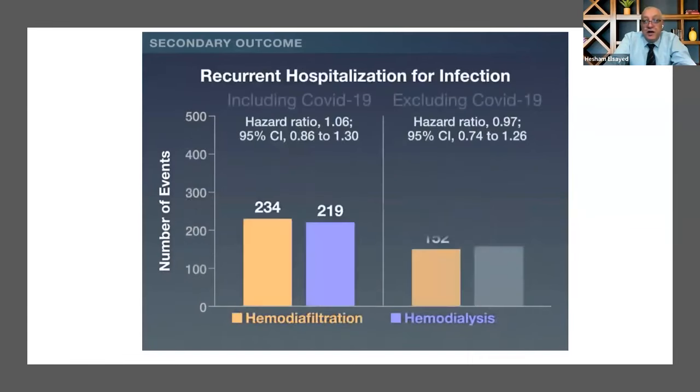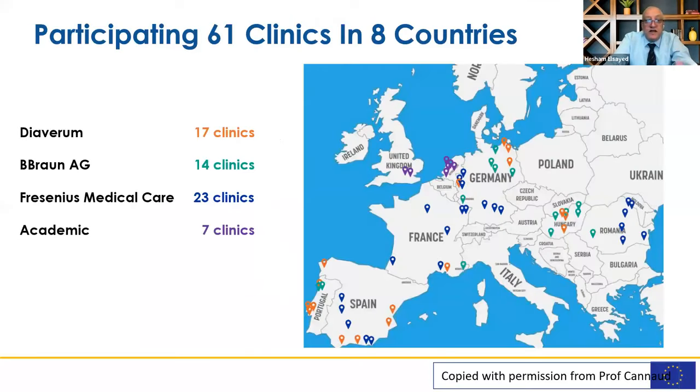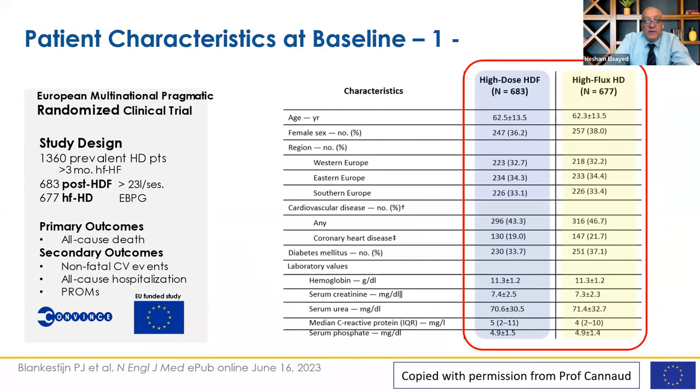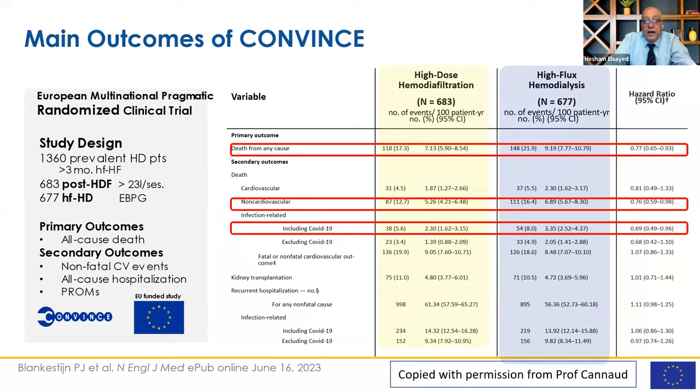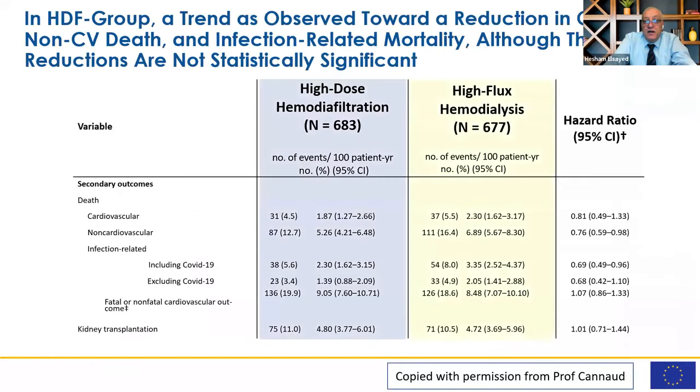Hospitalization is nearly equal. And this is the conclusion from 17 clinics, with different techniques and study designs, 1,360 patients divided into both arms. Interestingly, hemodiafiltration with more than 23 liters, like the Catalonian study, improved as described earlier. All-cause mortality improved, but unfortunately cardiovascular death was not superior. There was a decrease of all-cause mortality by 23%, high-dose hemodiafiltration against high-flux dialysis.